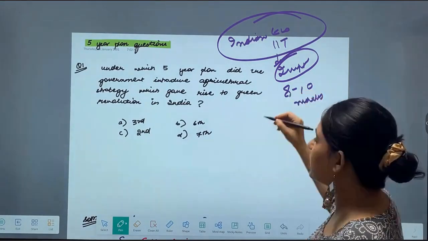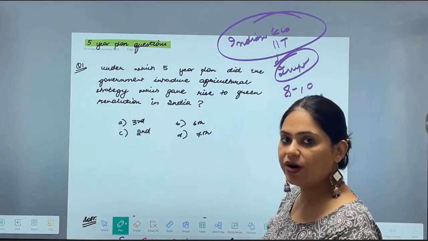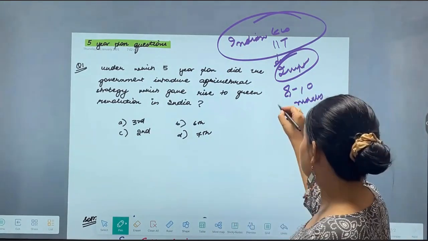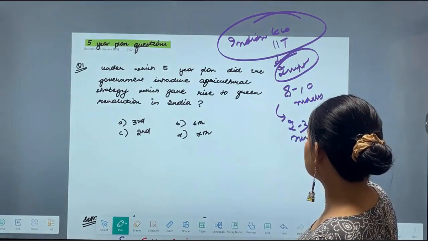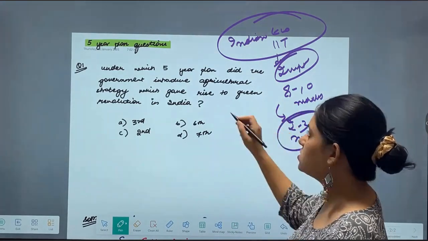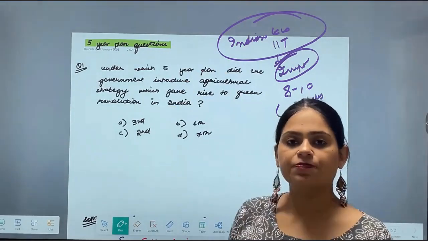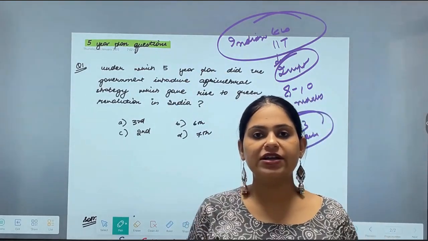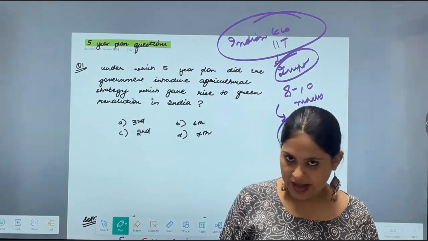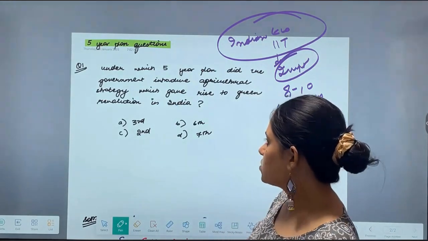So out of those 8 to 10 marks, you can easily consider that 2 to 3 marks will be from these 5-year plans. So we should definitely take questions based on these 5-year plans. Okay, beta, look at the first one.